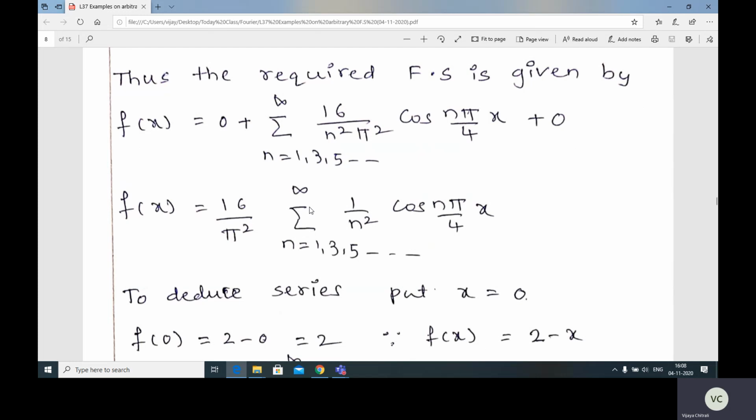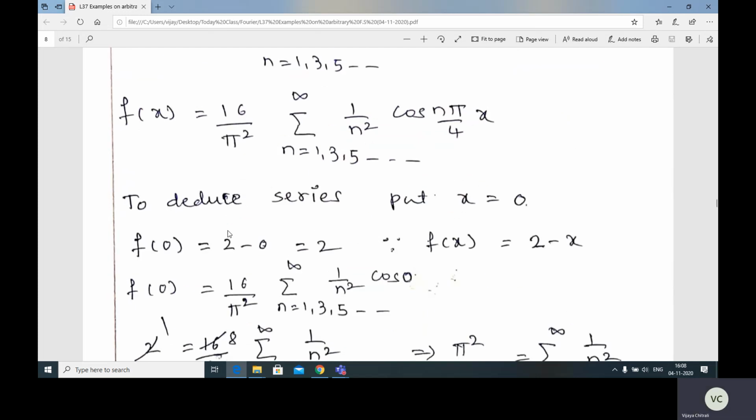So this is a Fourier series, but we want that result. So for that, substitute x equal to 0, by taking x as 0, so you will get cos as 1. So substitute here x as 0 in this series. So first find f of 0. f of x is 2 minus x, because we have taken the interval as 0 to 4. In that interval, we have f of x as 2 minus x. So in place of x, substitute 0. 2 minus 0 is 2.